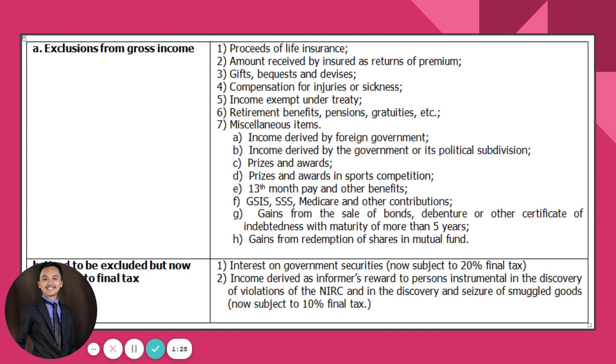Number one, we have proceeds of a life insurance, amounts received by the insured as returns of premium, gifts, bequests, and devises, compensation for injuries or sickness, income exempt under treaty, retirement benefits, pensions, gratuities, etc., and your miscellaneous items. Every component of your exclusions to gross income will be discussed further in our succeeding slides.